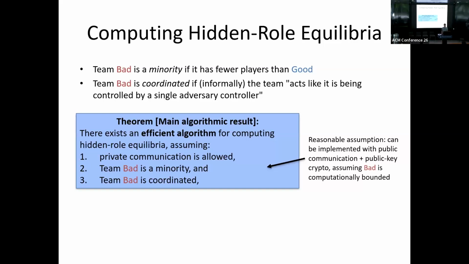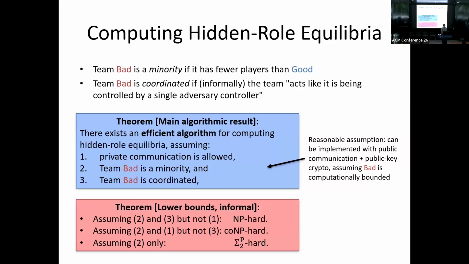And it turns out that this is essentially the only positive result that you can write down. If you break any of the assumptions, then things go wrong. I guess there is one ingredient here that is still an open question for us, which is what happens if I assume everything except the minority thing? What happens if I assume that private communication is allowed, and that the bad team is coordinated, but the bad team can be a majority? Can I still get something efficient in that case? We don't know. Okay. I am going to give an overview of how this positive result is proven because it's kind of interesting.